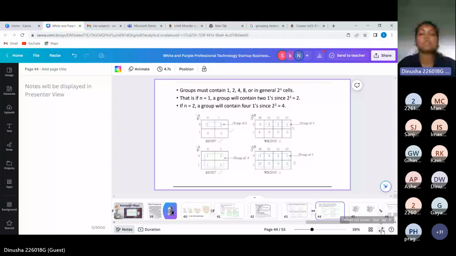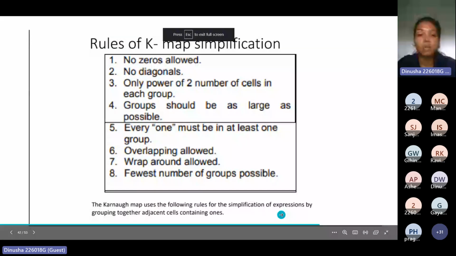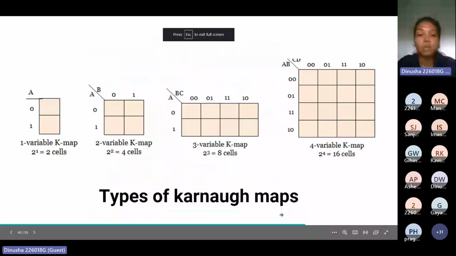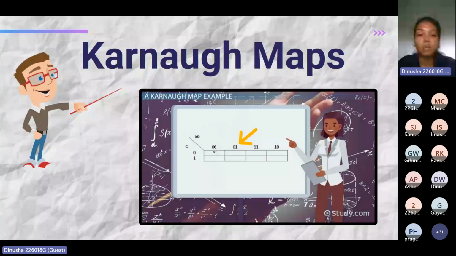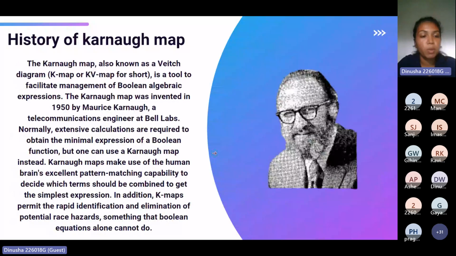Thank you, Keshini. What is a Karnaugh map? A Karnaugh map is a graphical method used in digital logic design to simplify a Boolean algebraic expression. It is a two-dimensional grid of cells where each cell represents a possible combination of input values for a Boolean function.